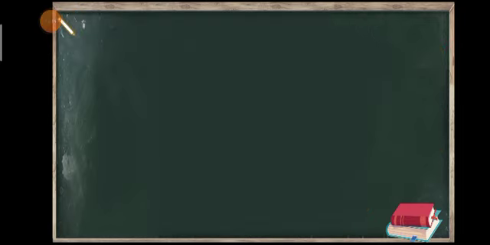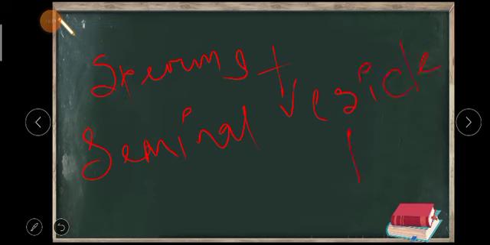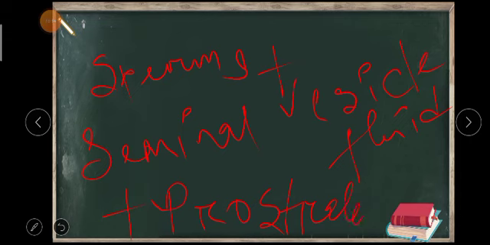Okay, so here one point to be noted is that sperms plus seminal vesicle fluid plus prostate fluid, they together form the semen. All these things together form the semen. Is it clear, students? All these things together form the semen.